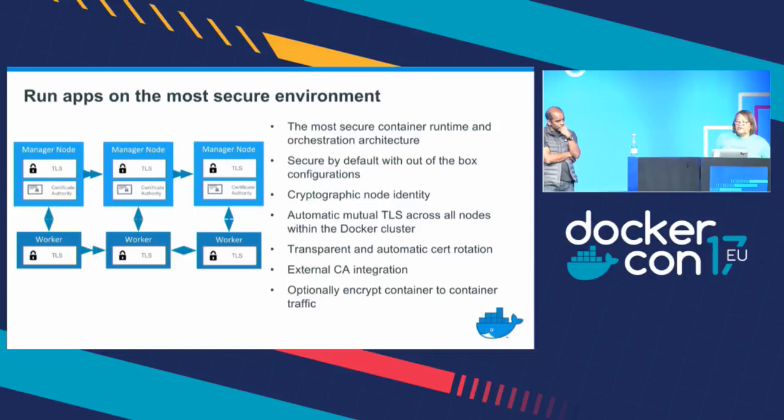So what Docker EE does is lets you run your applications in the most secure environment available. And it's secure by default, with out-of-the-box configurations. There are a number of features such as cryptographic node identity, mutual TLS across all the nodes, so that's always encrypted, and transparent and automatic cert rotation. If you want to put in LDAP, external CA, or certificate authority, integration as well, you can do that, and you can also encrypt the traffic from container to container.